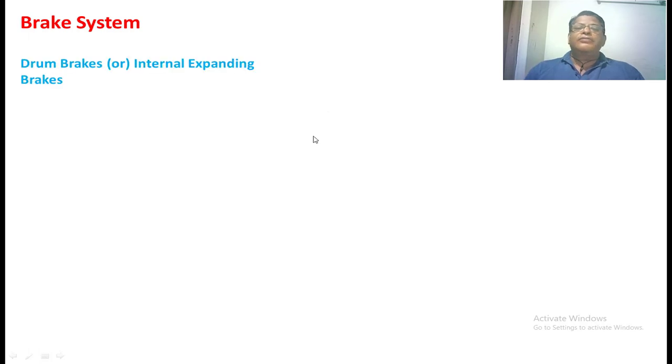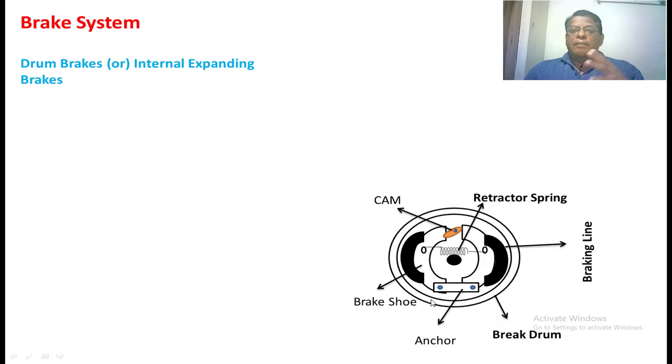Here there are two types of braking systems. One is the drum brake, or internal expanding brake. The drum is connected to the hub of the shaft of the vehicle. As the wheel is rotating, this drum will also be rotating. Inside the drum, this is the brake shoe. This is the braking lining or braking material. These are the anchor pins. In this manner, the lower side is fixed.